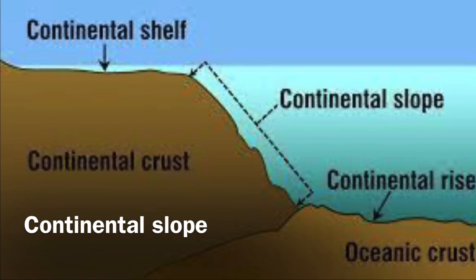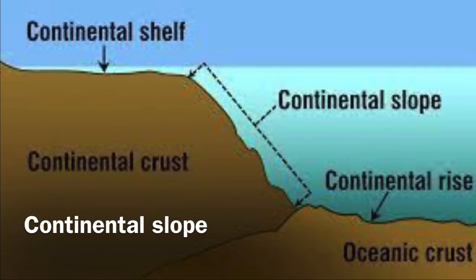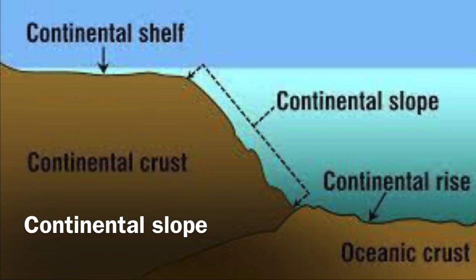So this area is between the continental crust and oceanic crust. The most important characteristic of the continental slope is the presence of deep canyons. It means deep valleys in the oceans, and trenches. So the most important characteristic of the continental slope is the presence of deep canyons and trenches.